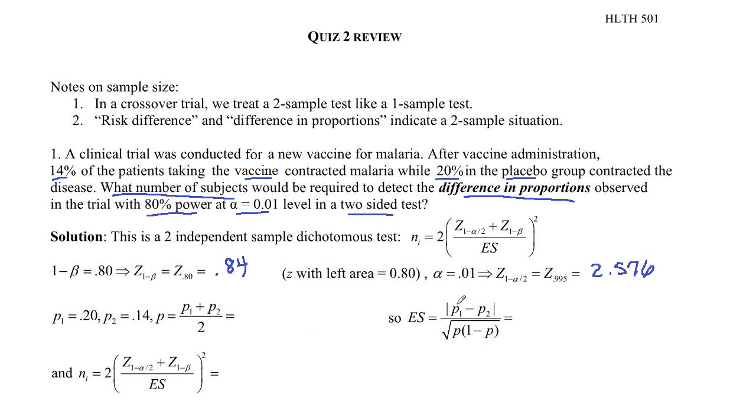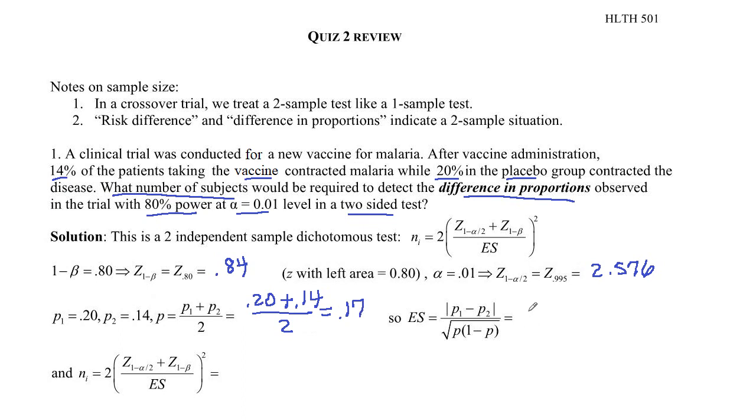That formula is here, P1 minus P2 in absolute value, so whichever difference is positive, over square root of P times 1 minus P, and your P is the average of the 2 proportions for the null and alternative hypothesis. So if we take P1 to be 0.20 and P2 to be 0.14, then P is going to be the average of those, 0.20 plus 0.14 divided by 2. So that is 0.34 divided by 2, which is 0.17.